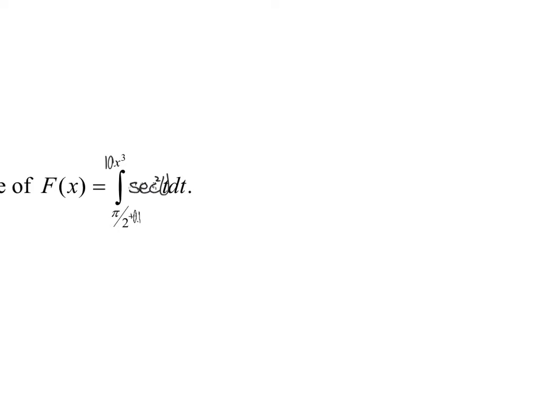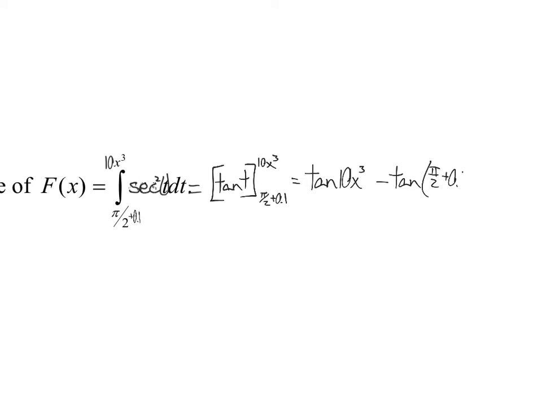And we'll make this 10x cubed just for fun. Okay? So we're going to go ahead and take the antiderivative. The antiderivative of secant squared is tangent. Okay, and that's tangent of t. We're going to evaluate that from pi over 2 plus 0.1 all the way up to 10x cubed. So that's going to be tangent of 10x cubed minus tangent of pi over 2 plus 0.1.